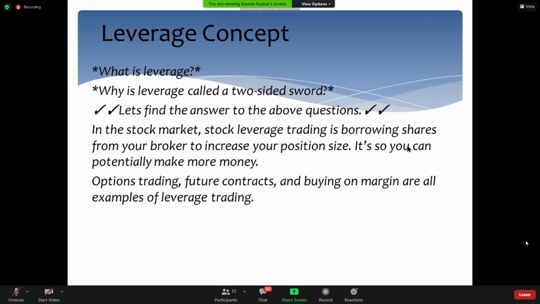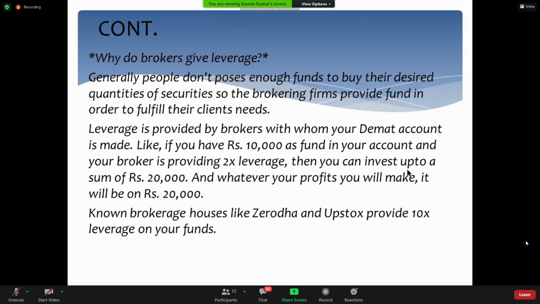Okay, fine. So now, why do brokers give leverage? Generally, people don't possess enough funds to buy their desired quantities of securities. So brokerage firms provide funds in order to fulfill their clients' needs. And as I explained in the situation, with 2x leverage, 10,000 capital becomes 20,000 rupees. Known brokerage houses like Zerodha and Upstox provide 10x leverage on your funds.